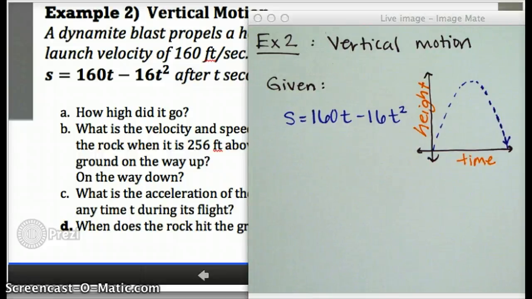So let's talk about A. A is asking how high did it go? Pull out those keywords from yesterday's video. If I'm asking about how high, what function am I interested in?